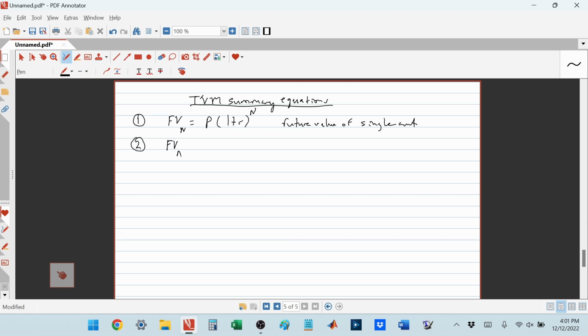Future value of an annuity due. We invest P at the beginning of every period. At the end of n periods, if the account gets an interest rate of R added to it every period, the account will be worth this much.